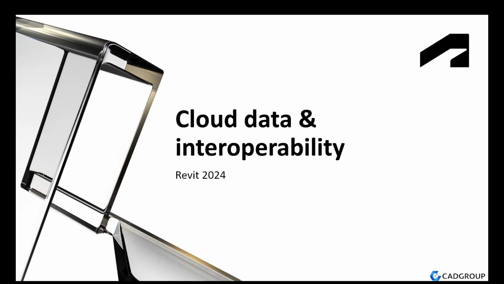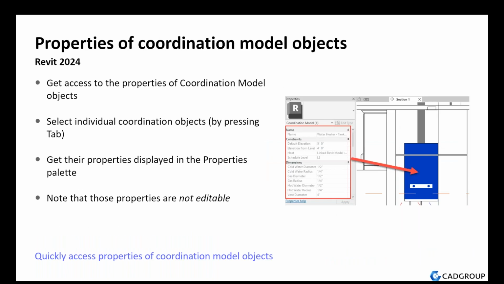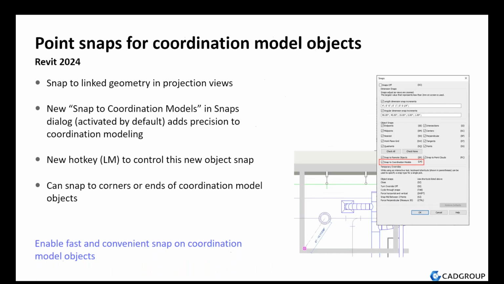All right, so in terms of cloud and data interoperability, you can now load in coordination models. I've mentioned that before, but that might be a Revit file or an NWC file. So that's brought in from your project, the actual ACC or BIM 360 project, and it's managed through the managed links. As I said, you can snap to those objects and you can interrogate the properties. It's not editable, just like any other link. There's a new snap that's been added in called snap to coordination models, which actually has the keyboard shortcut of LM. Interestingly, not SM. I guess that's already been taken by snap to midpoint, hasn't it?